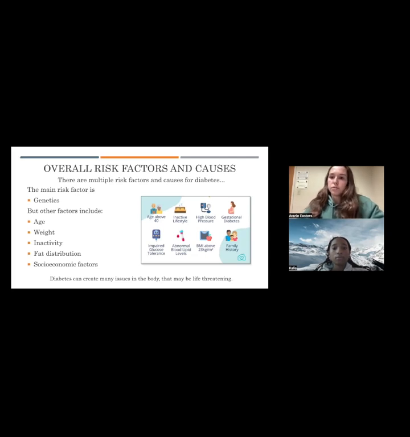So, since there are multiple types of diabetes, there are many different risk factors, but the main risk factor is genetics. But for type 1, the main risk factors are family history, genetics, geography, and age. And then for type 2, it is weight, fat distribution in the abdomen, inactivity, family history, age, and cholesterol. Diabetes can create many different issues in the body that can be life threatening. So, there are many different comorbidities and diseases that accompany diabetes.